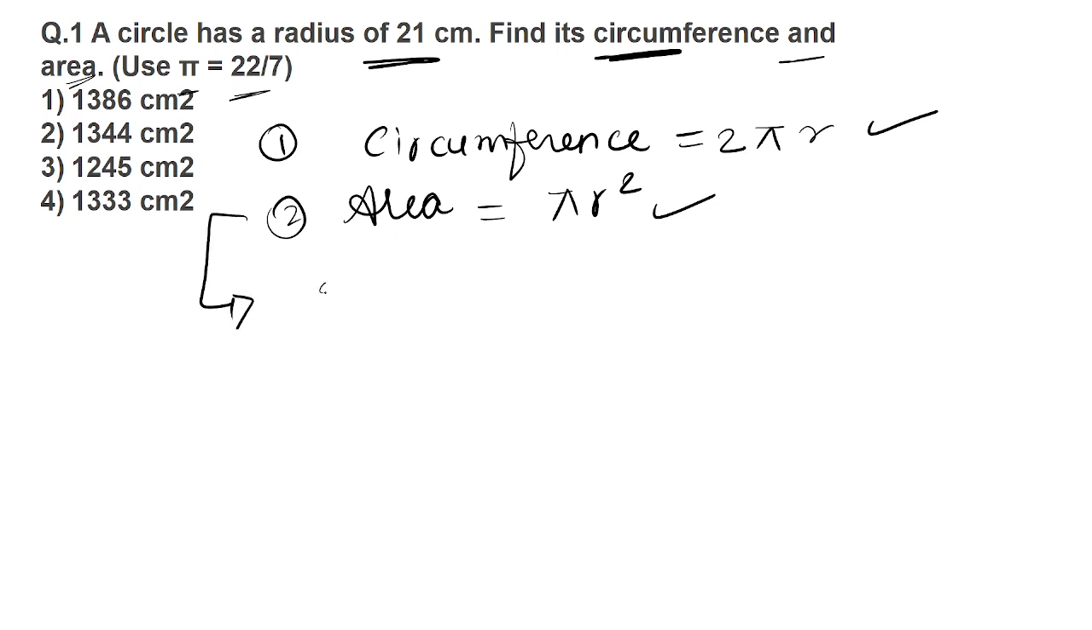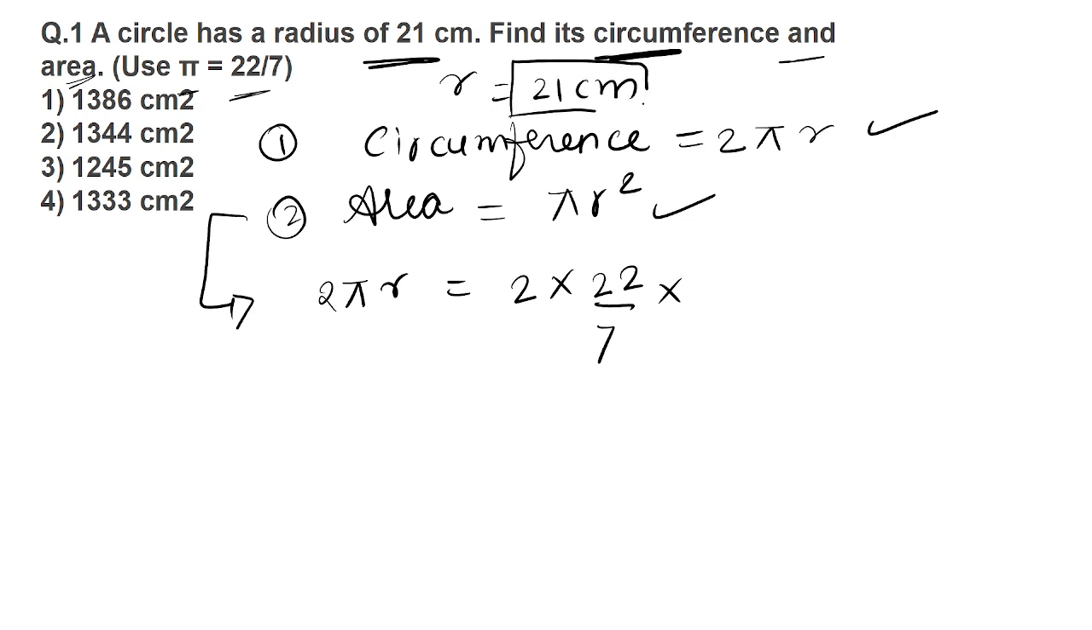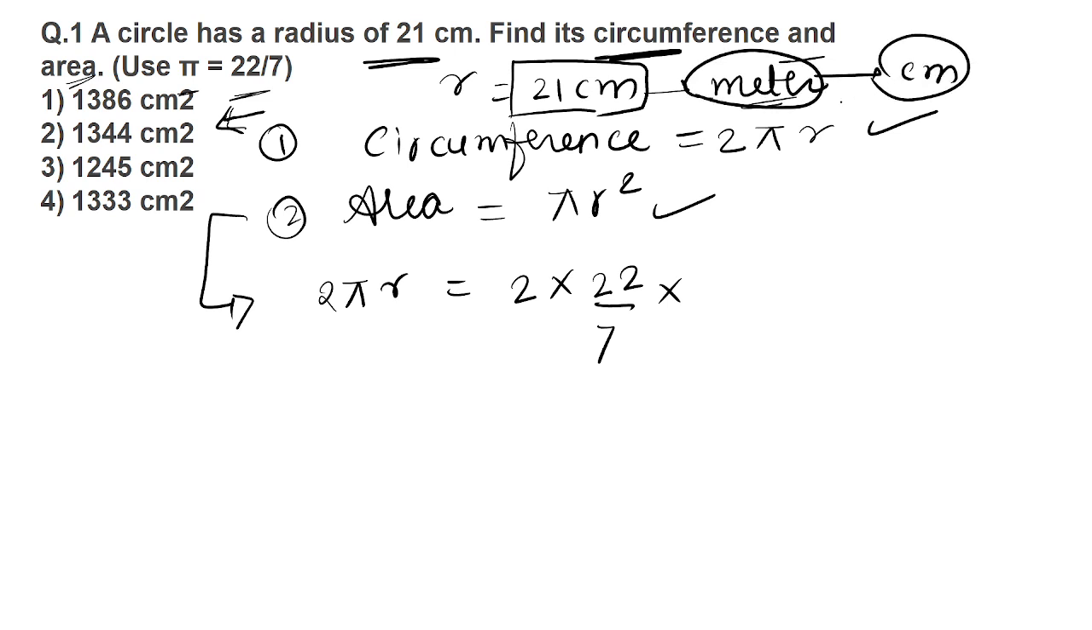Now, as we know, the formula for circumference of the circle is 2 pi r. Keeping in mind 2 into value of pi, which is mentioned 22/7, and the value of r, that is radius, is mentioned 21 centimeter. Now, sometimes the radius might be given in meter, but the expected answer is in centimeter. At that time, you will have to convert this meter into centimeter and vice versa. Sometimes the required answer can be in meter and given data can be in centimeter. So you should know how to convert this data. This is a level up question.